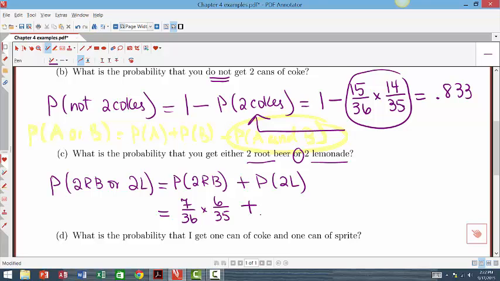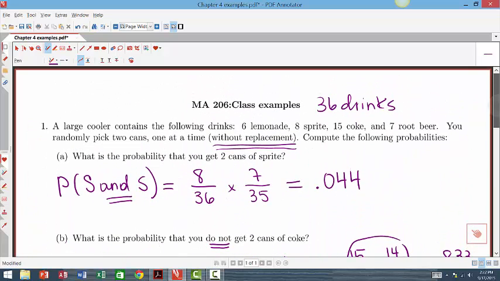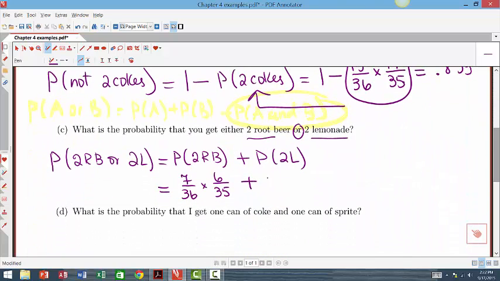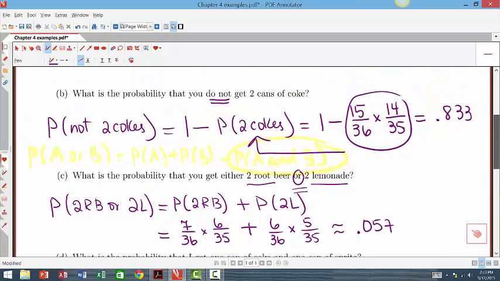And for the lemonade, what do we have? Let's see, how many are there? Okay, 6 lemonade. So 6 lemonade out of 36, that's the probability of getting lemonade on the first try, times 5 out of 35. Once you compute this, you should get approximately 0.057. Alright. Okay, so here's an example where we use the general addition rule, or rather, we'll tell you that's the rule that you'll be using.